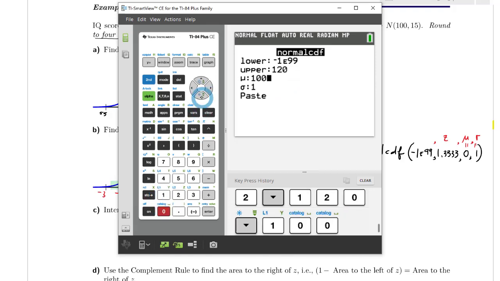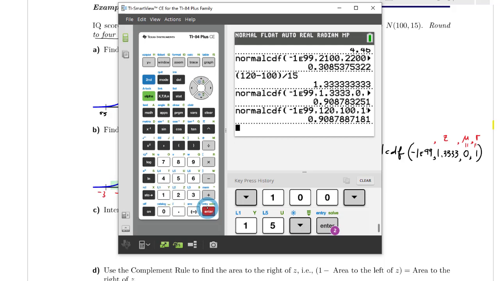Does it matter? Nope. So you either use the standardized, which is the z-score with 0, 1, or you can use your distribution, which is the value you're observing, the distribution's mean, and the distribution's standard deviation. So these will always change, whereas with the standardized, it's always 0, 1. But you still get 0.9088.